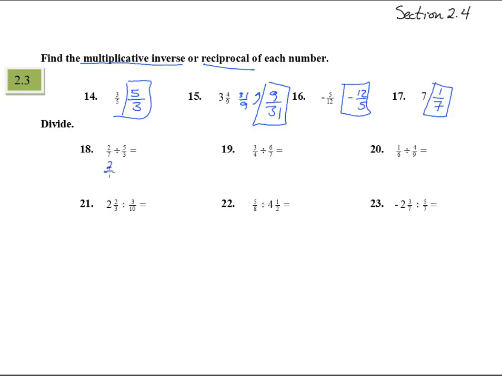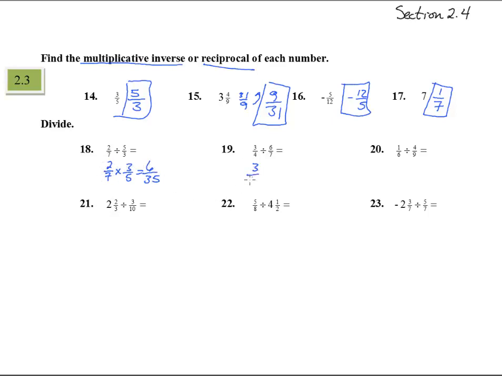Number 18. 2 sevenths divided by 5 thirds. That's timesing by 3 fifths. And that's going to be 6 over 35. Can it reduce at all? I don't think so. 2 times 3 is here and 7 times 5. Yeah, there's nothing that can reduce over there.